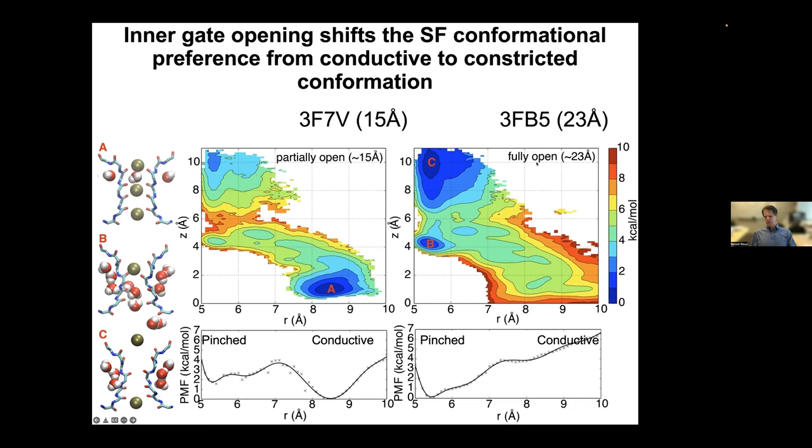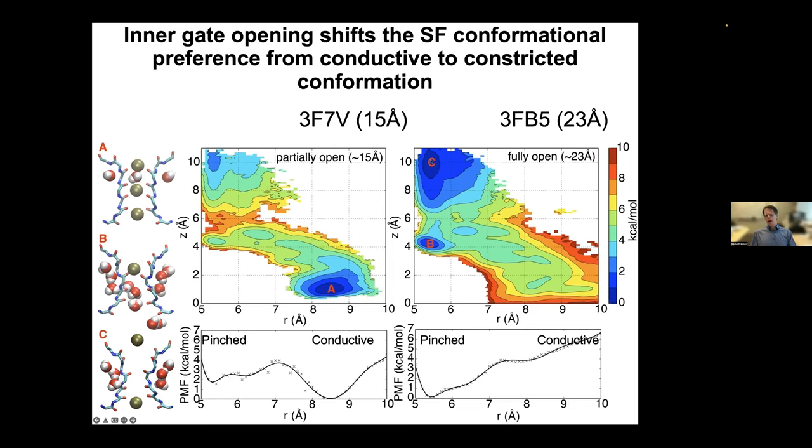And if we project this two-dimensional potential into one dimension, you would see that the conductive state is not so stable, and thermodynamically you'll be driven to the pinched state. But when you have a partially open channel, like around 15 angstrom, then you can see the conductive state will be a little bit more stable than the pinched state. So that means that with the stimulus gate, this state A is conductive, is this state here, and in B you're trying to bring down the ion, but you're still pinched, you see.